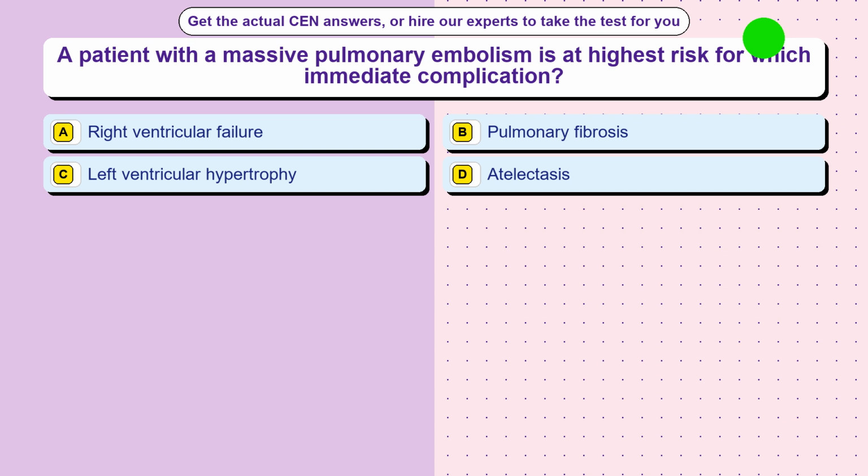Question 43. A patient with a massive pulmonary embolism is at highest risk for which immediate complication? Option A, right ventricular failure. Option B, pulmonary fibrosis. Option C, left ventricular hypertrophy. Option D, atelectasis.